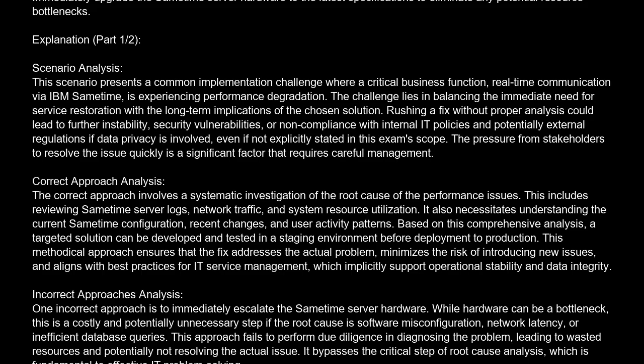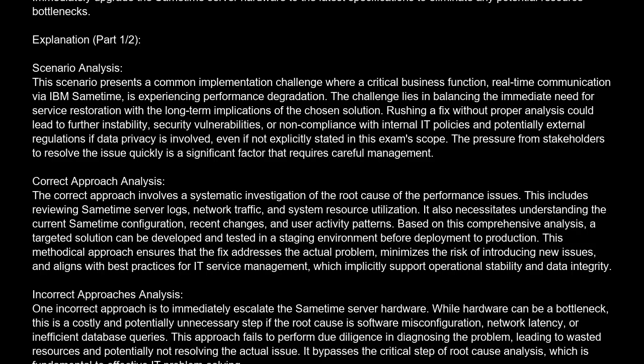Explanation. Scenario analysis. This scenario presents a common implementation challenge where a critical business function, real-time communication via IBM Sametime, is experiencing performance degradation. The challenge lies in balancing the immediate need for service restoration with the long-term implications of the chosen solution. Rushing a fix without proper analysis could lead to further instability, security vulnerabilities, or non-compliance with internal IT policies, and potentially external regulations if data privacy is involved, even if not explicitly stated in this exam scope. The pressure from stakeholders to resolve the issue quickly is a significant factor that requires careful management.